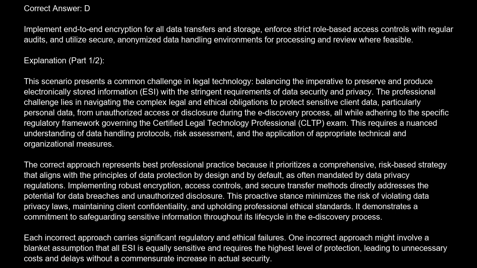The correct approach represents best professional practice because it prioritizes a comprehensive, risk-based strategy that aligns with the principles of data protection by design and by default, as often mandated by data privacy regulations. Implementing robust encryption, access controls, and secure transfer methods directly addresses the potential for data breaches and unauthorized disclosure. This proactive stance minimizes the risk of violating data privacy laws, maintaining client confidentiality, and upholding professional ethical standards. It demonstrates a commitment to safeguarding sensitive information throughout its lifecycle in the e-discovery process.